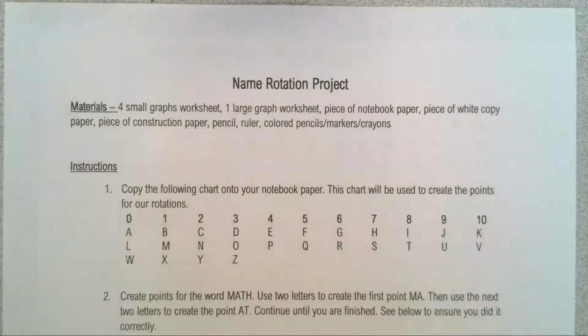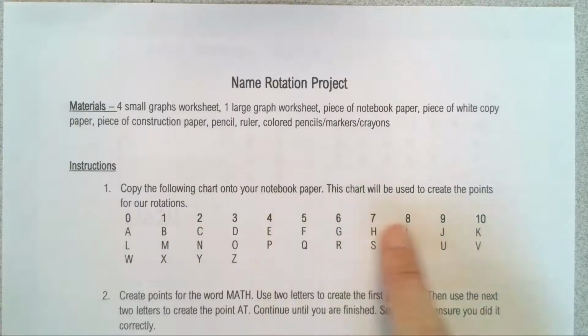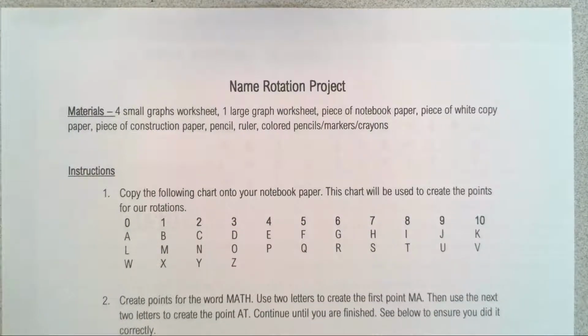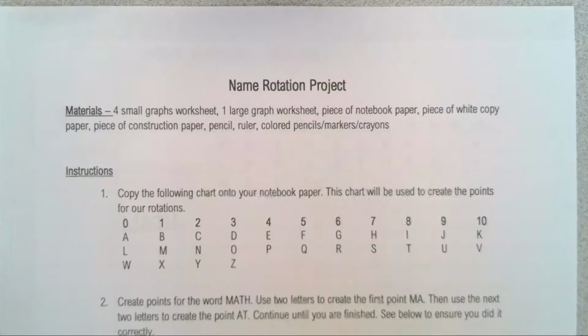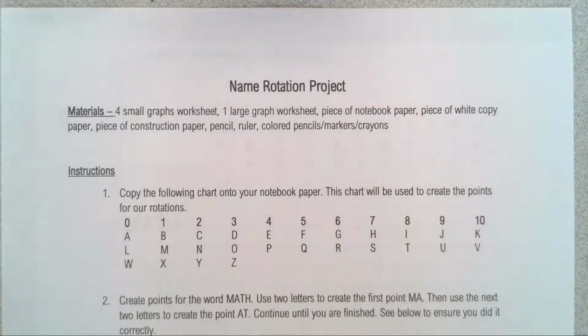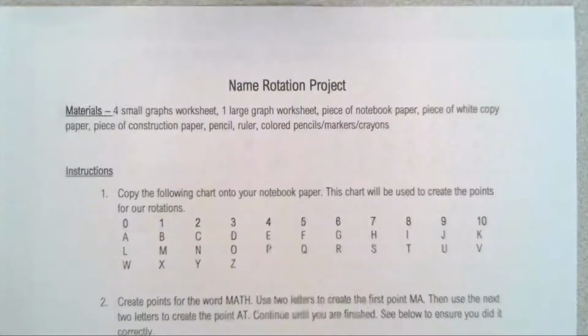This video is to describe the name rotation project. For this project, you are going to be using this chart to create points for 4 different words or names. You are going to graph those points onto 4 different graphs. For each figure that your word creates, you are going to rotate it 3 times so that you have a total of 4 figures graphed on a single graph.